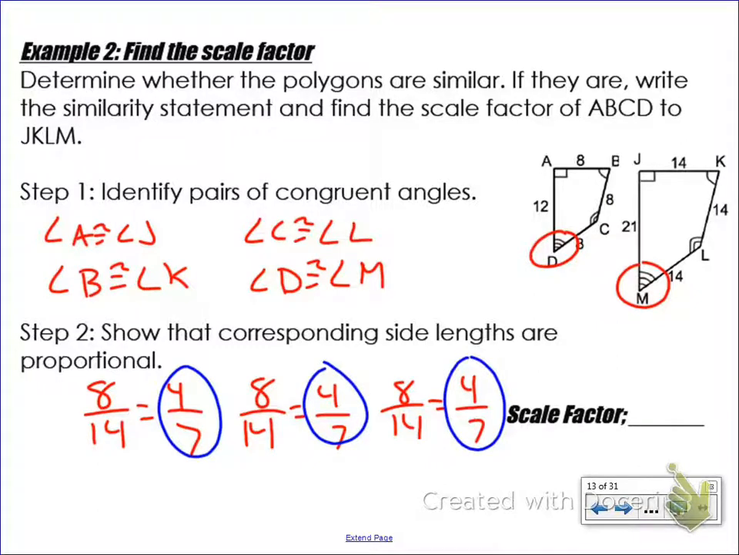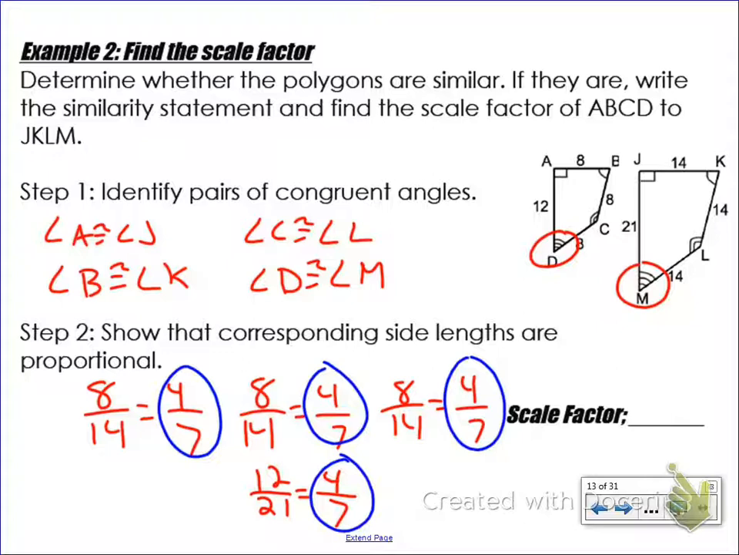We need to verify my last one, so we need to do AD to JM. So AD is 12, JM is going to be 21. Looking for a common factor. 3 goes into 12 4 times. 3 goes into 21 7 times. So I get 4 to 7 as my last ratio. All 4 corresponding side lengths have the exact same ratio.